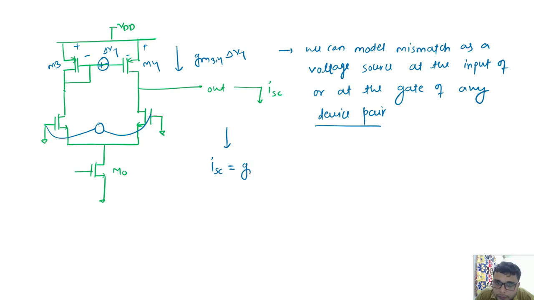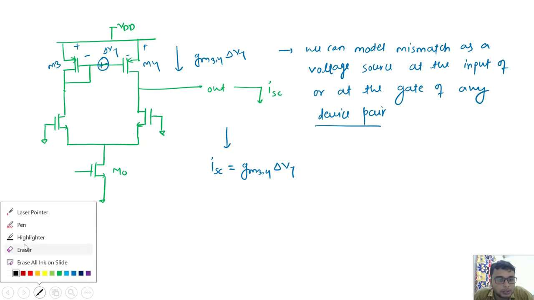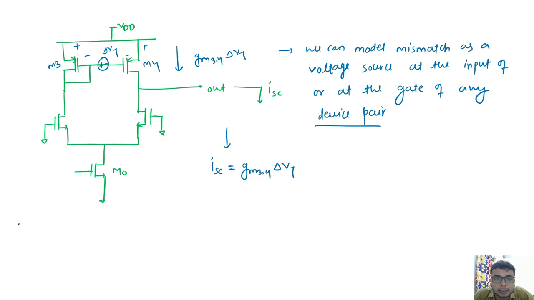ISC is gm34 del VT. Okay, so overall current will be what? I will remove this thing, this is not required here. So what is the overall mismatch current that is flowing? Overall mismatch current ISC total will be what? This is again the offset current, the direction does not matter that much.